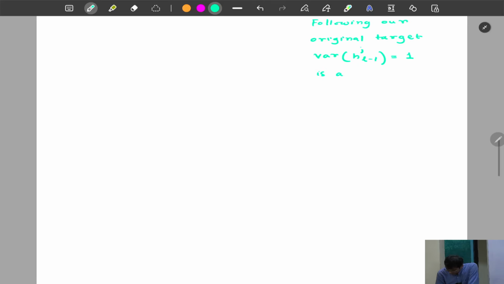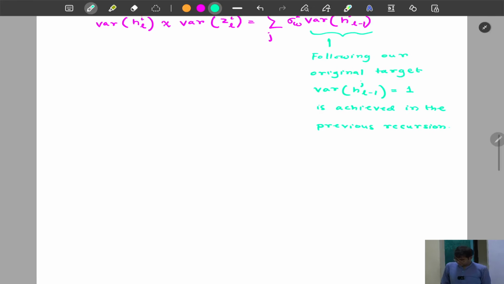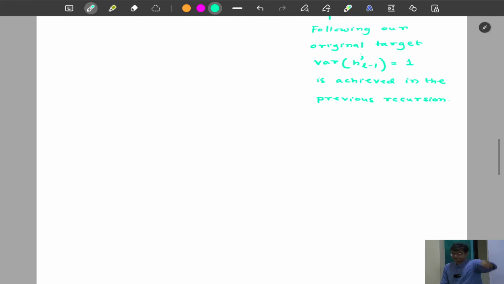is achieved in the previous recursion. Following our original target, variance of this has been achieved in the previous recursion. I mean the recursive formula goes, right? And this is, by the way, for all j. Any question on this part? This is clear what I am doing here?